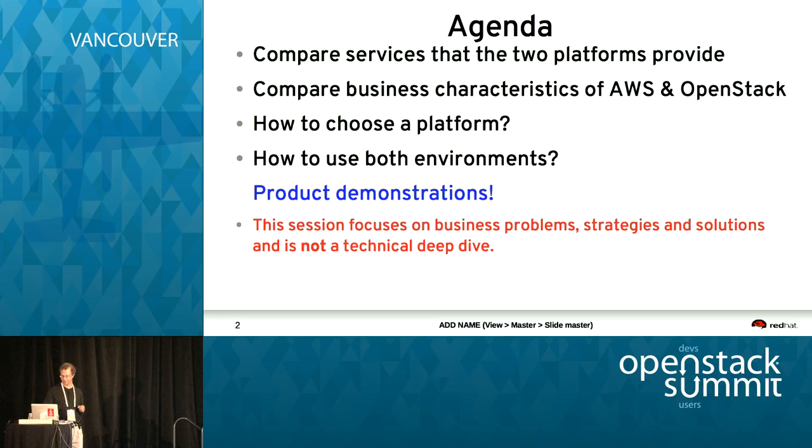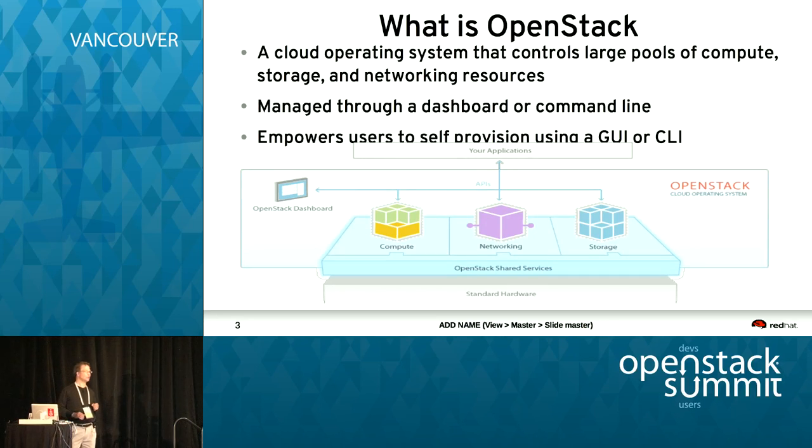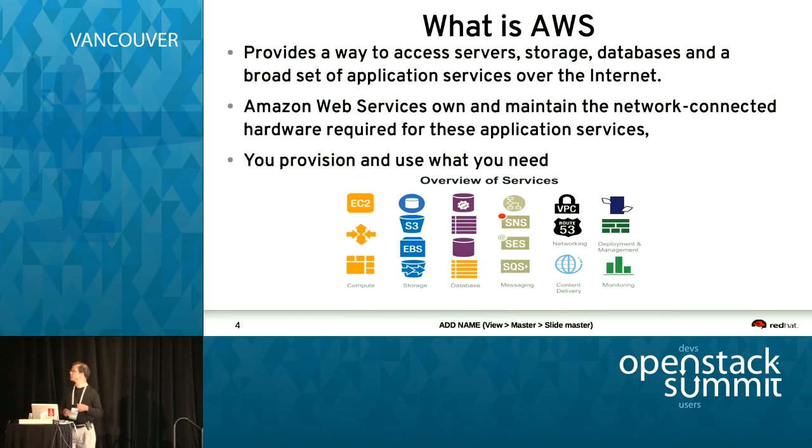So let's dive in. OpenStack, a quick review. What is it? It's pools of compute, networking, and storage that you manage through a dashboard or a command line. What is AWS? It's a way to access servers, storage, and networking where you provision what you use and what you need. Now, you'll notice the pictures between the two are a bit different. Yes, Amazon has more services than OpenStack, but we'll take that further.